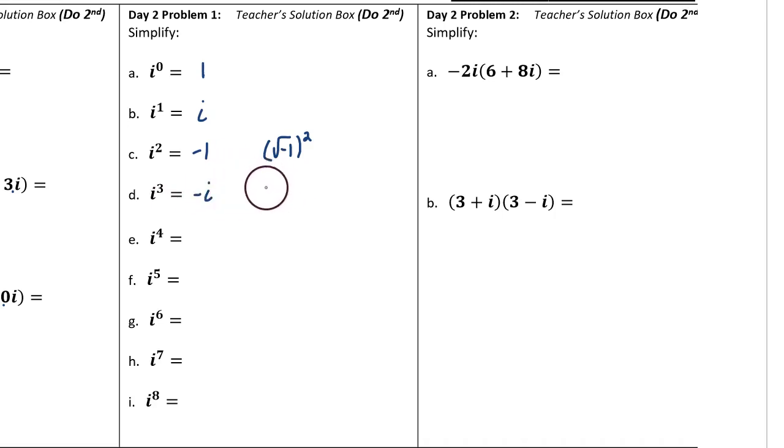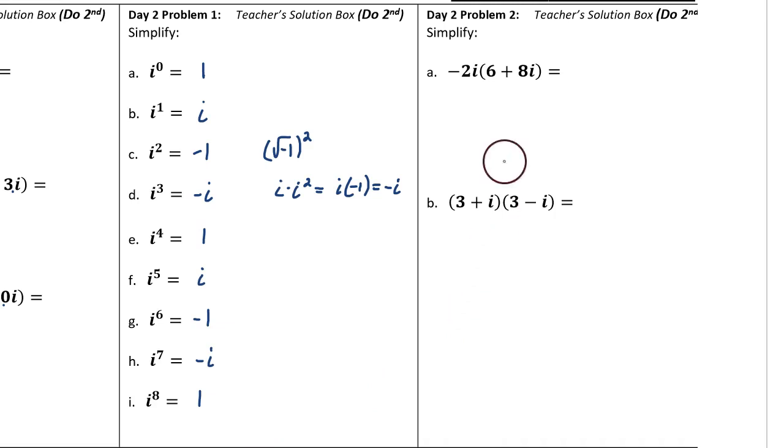And here's the reason why. Because i to the third power is i times i squared. And what's i squared again? That's -1. And i times -1 is -i. Now the pattern's going to start to repeat. So this one will be 1, then i, then -1, then -i, and then 1, and so on.